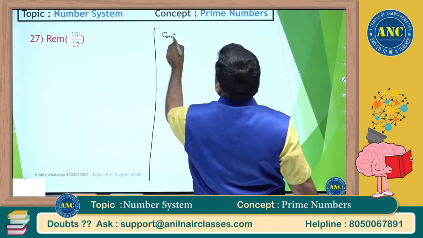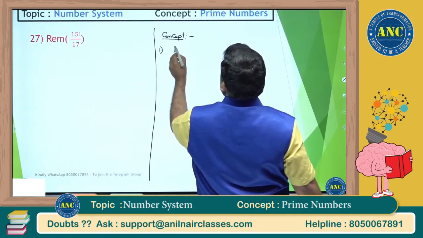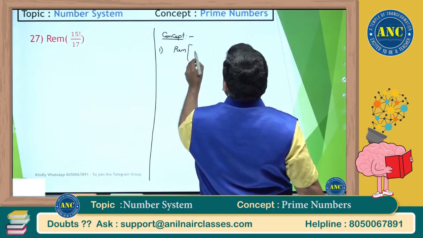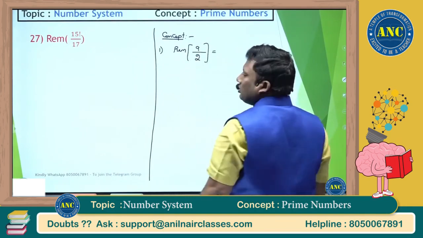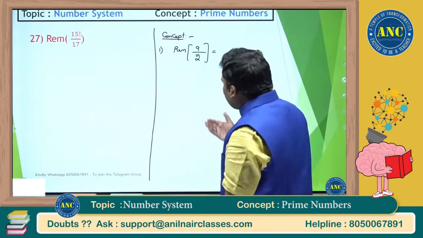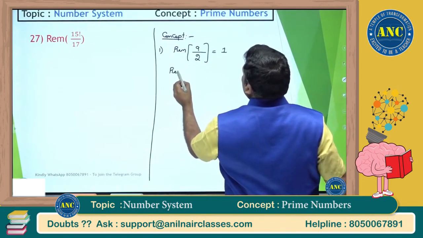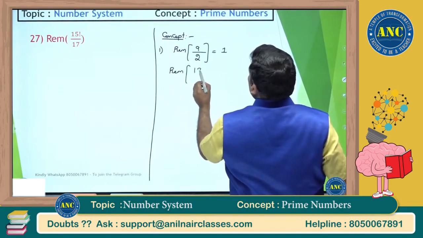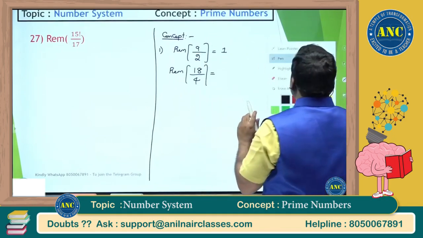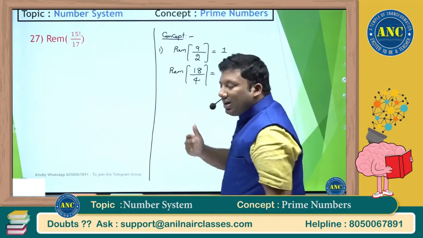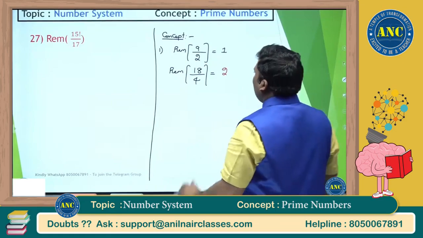First concept. Remainder when 9 is divided by 2. 2 fours are 8, the positive remainder is 1. Remainder when 18 is divided by 4. 4 fours are 16, the positive remainder is 2.